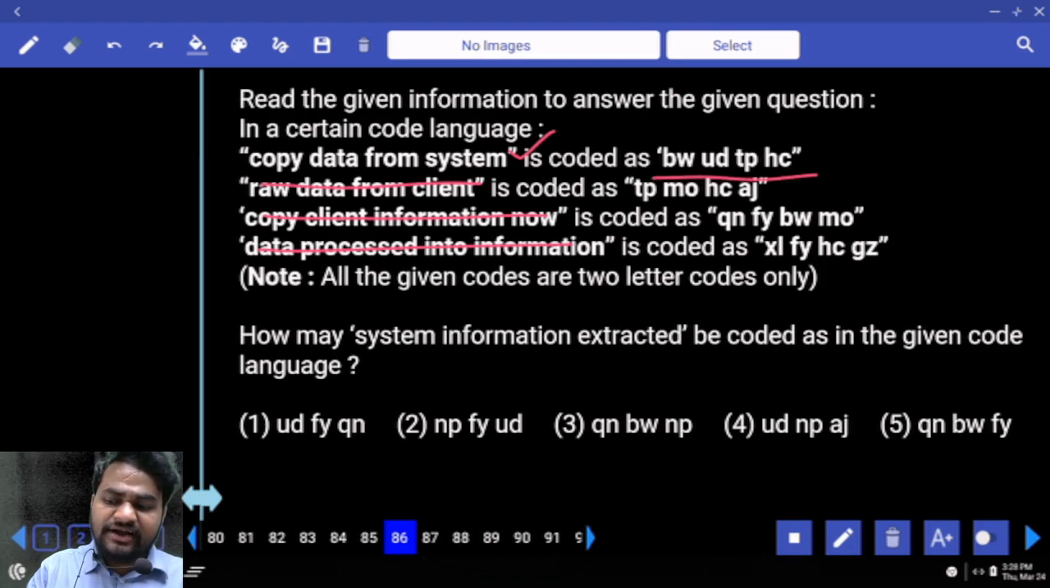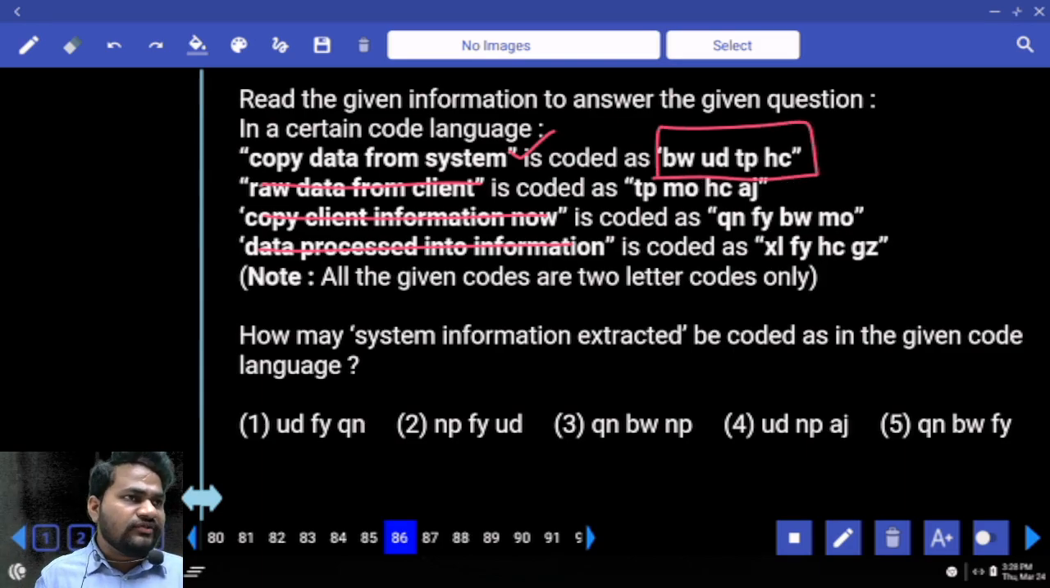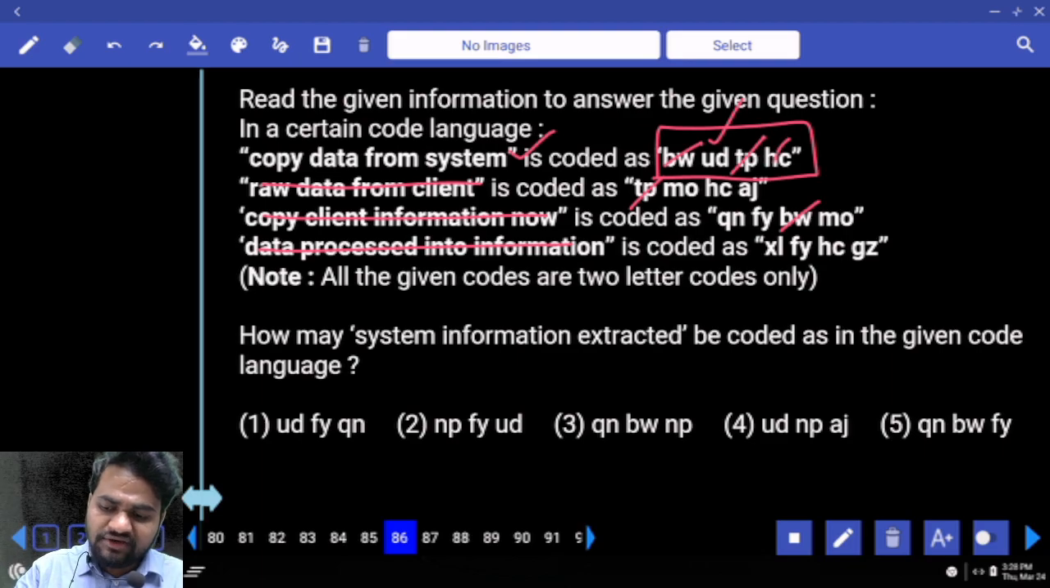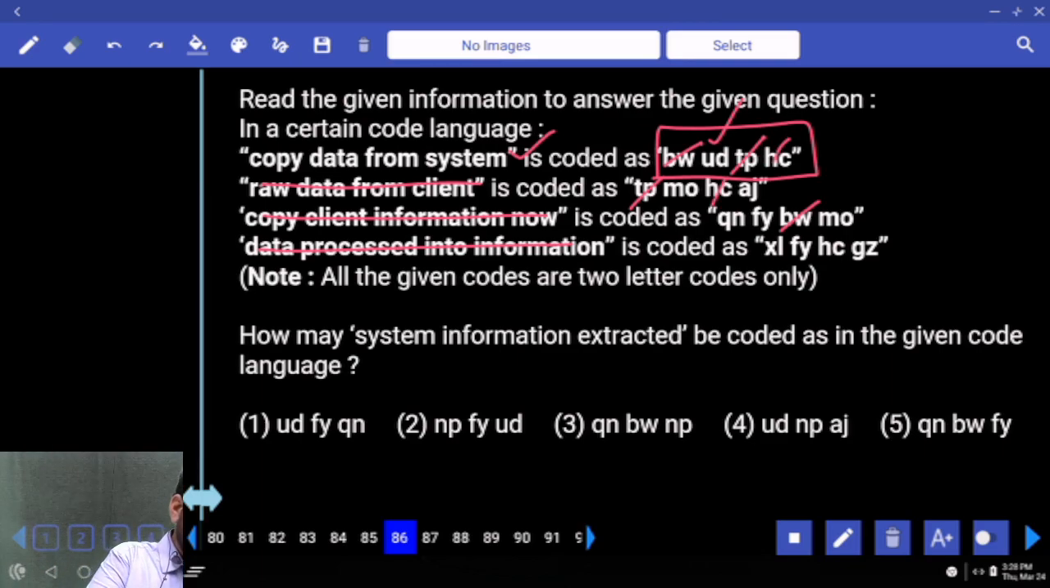On the right hand side we have 4 elements. Out of these 4 elements, we need to find out the element which is available in only first line. So if I look at BW, it is already there in some other line. Next, UD is not presented in any one of the remaining lines. Next, TP is presented in some way. Next, HC is also available. So system will be coded as UD.